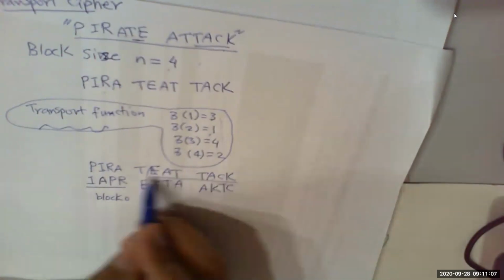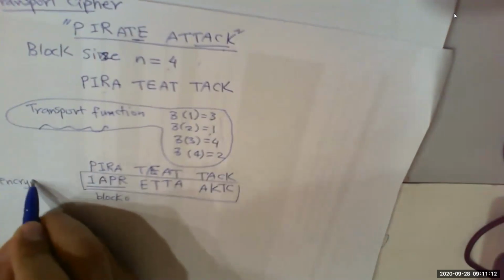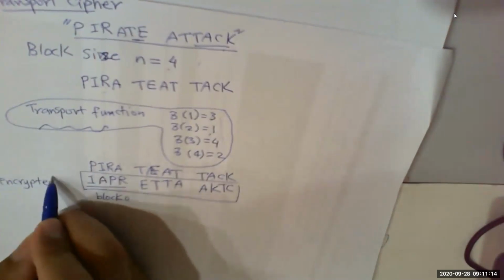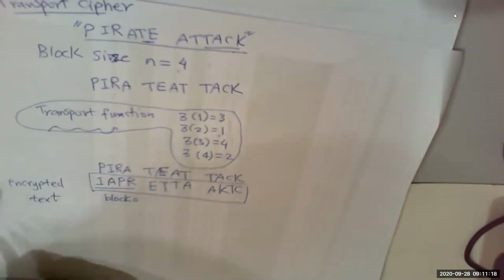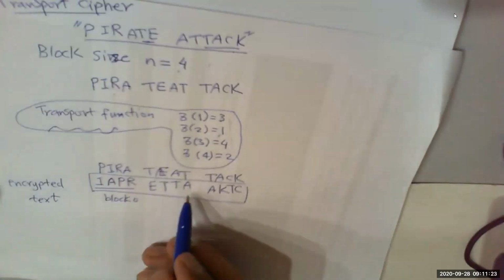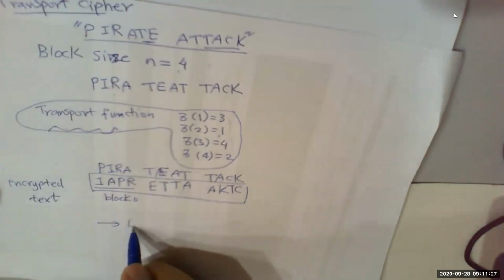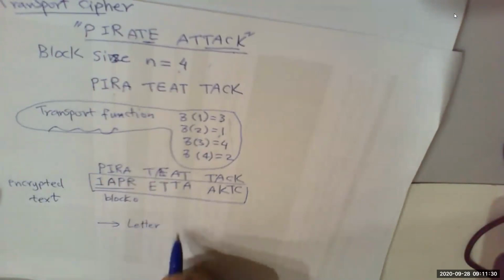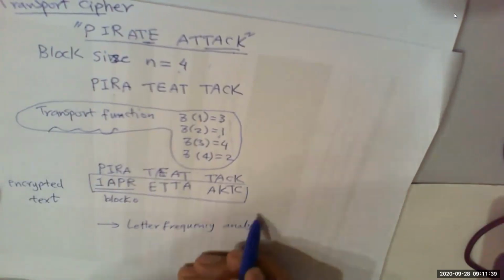And this is the encrypted text. Okay, the functionality here is important because we have an attack in Caesar cipher called letter frequency analysis. The letter frequency analysis will not work here.